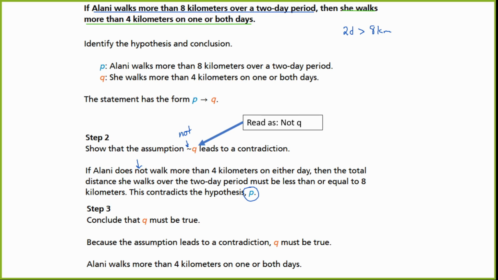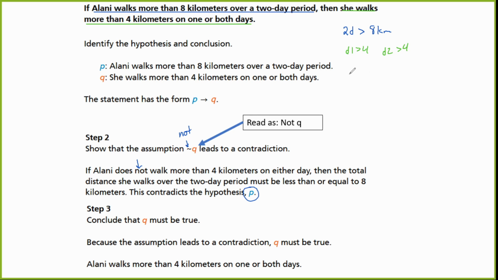Our hypothesis is that on day 1, she walks more than 4, and on day 2, she walks more than 4 on one or both days. So both days have to be at least greater than 4. So let's assume this is not true.